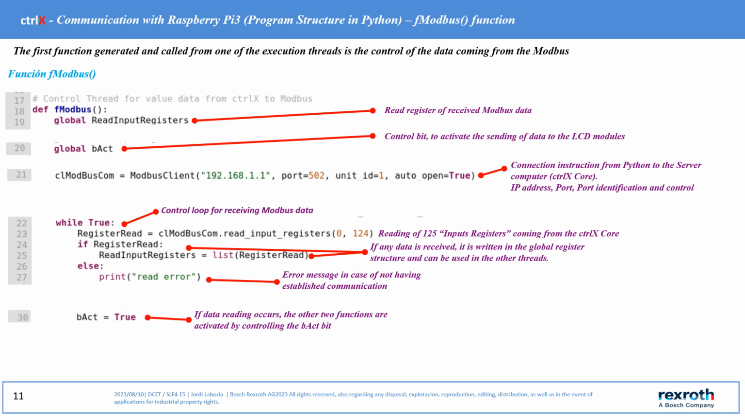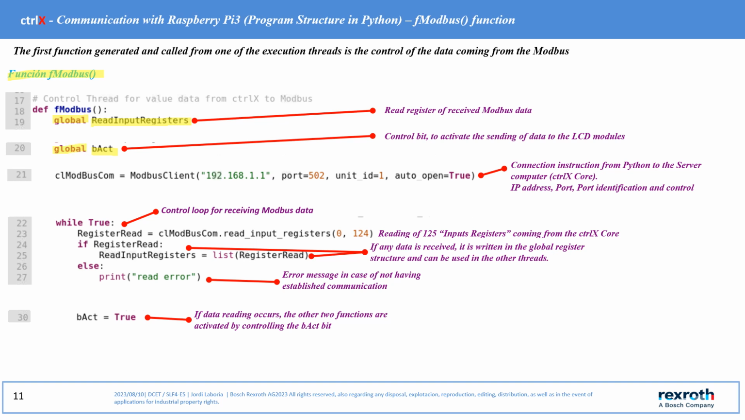The first of the functions generated from an execution thread is the control of the Modbus data and works as follows. Assignment of global variables. As we have mentioned before, these variables are defined in the initial part of the program and are linked in the function with the global keyword, allowing them to be used in different functions.